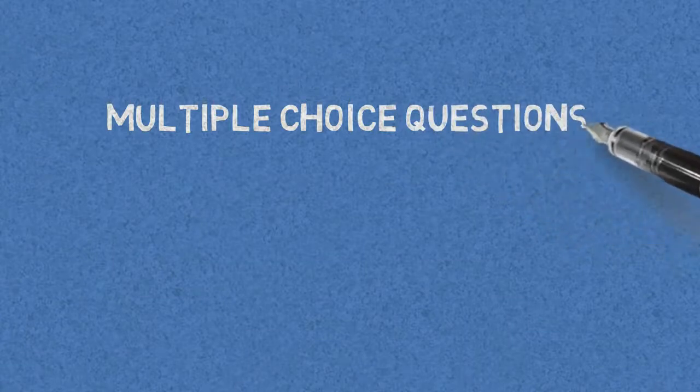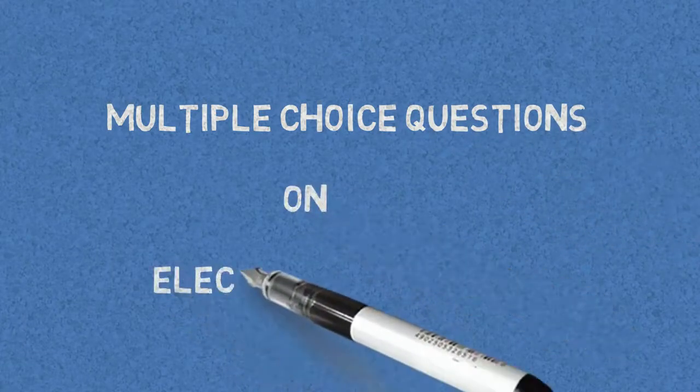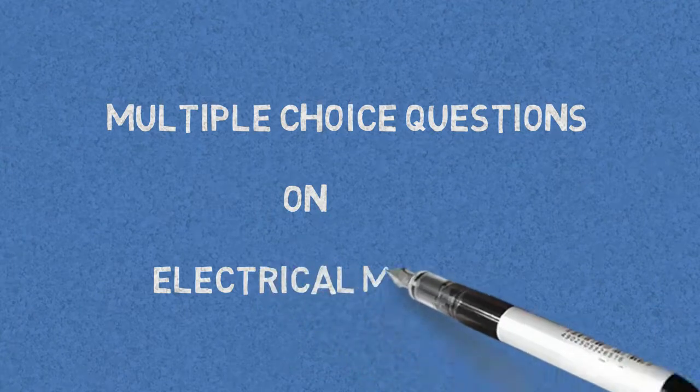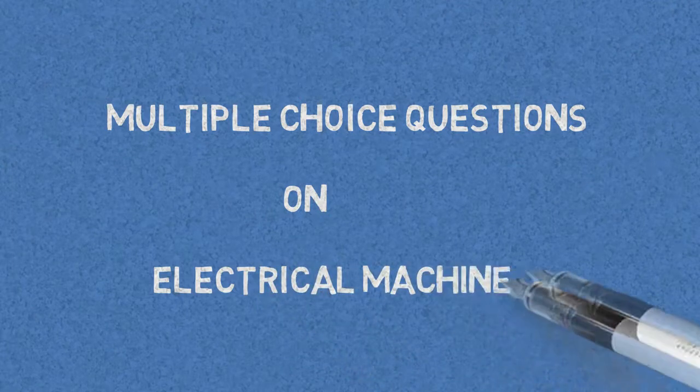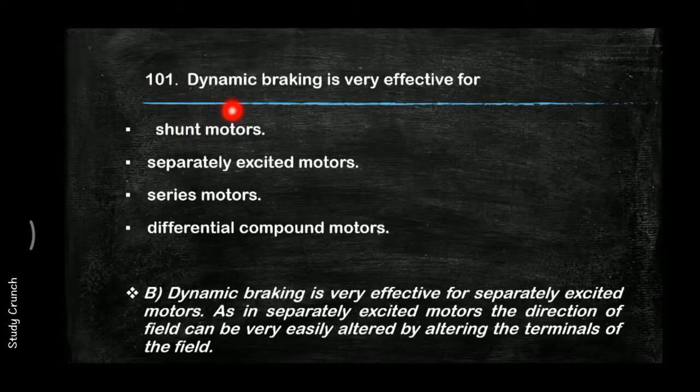Now we are going to start off with the course on MCQs on electrical machines. Starting off with question. Dynamic braking is very effective for. So the answer is it is effective for separately excited motors, that is option number B. Why? Because in separately excited motors, the direction of the field can be very easily altered by alternating the terminals of the field.